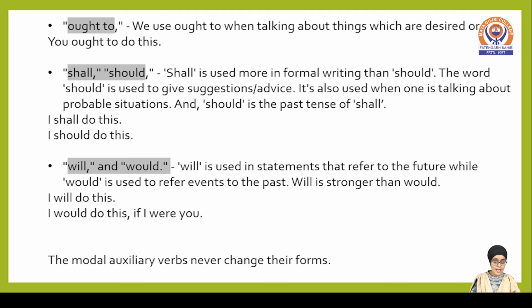Next, will and would. Now will is used to denote something which is in the future tense and would is the past tense form of will. Will again is a stronger option compared to would. I will do this, something which is very firm. I will be doing it. I would do this if I were you. So if I were in your place, so if I had been in your place, I would do this. Again, a possibility of the past.